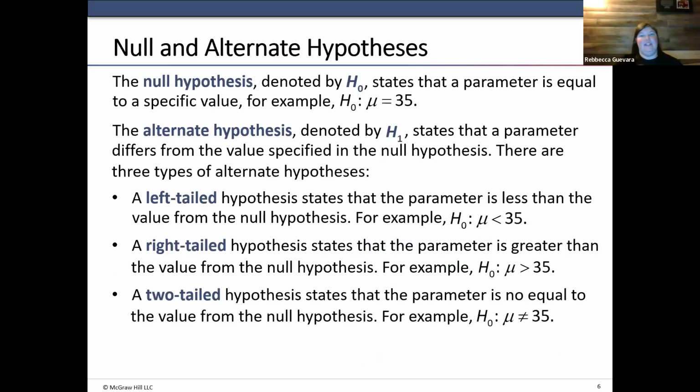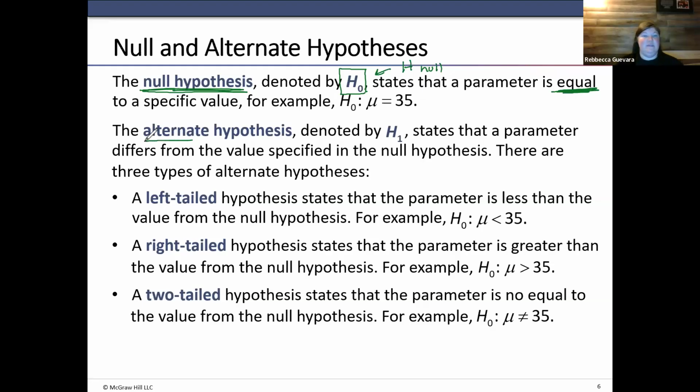So in the null hypothesis, we use H null, not null zero. A lot of times we call it H null because of that subscript. This states the parameter is equal to a specific value. For example, that null hypothesis is going to be mean is equal to 35. So equality is the important part of a null hypothesis. Null hypotheses are always going to be the ones that are equal to.